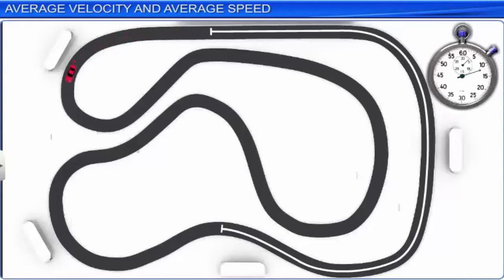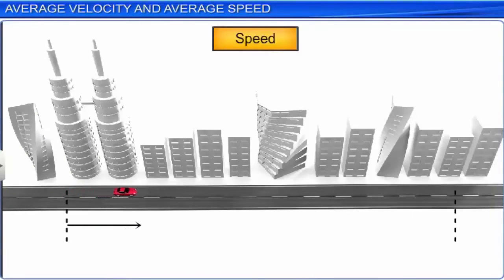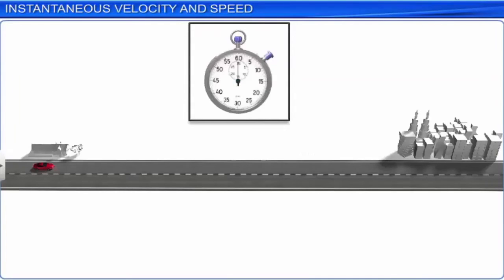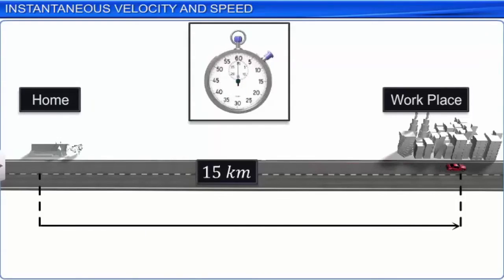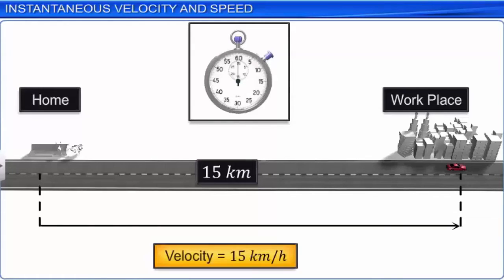When a body moves in a straight line in the same direction throughout its motion, the magnitude of the displacement is equal to the total path length. In such a case, the magnitude of the average velocity is equal to the average speed. Joe travels by a car from his residence to his office, which is 15 kilometers away on a straight road, in 1 hour. We can say that the average velocity of the car is 15 kilometers per hour.